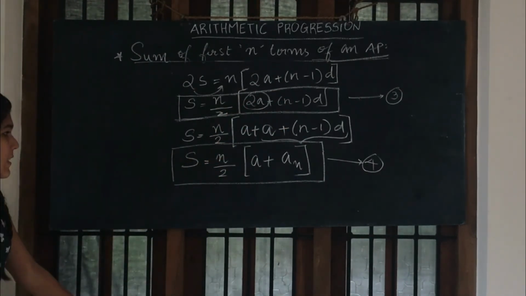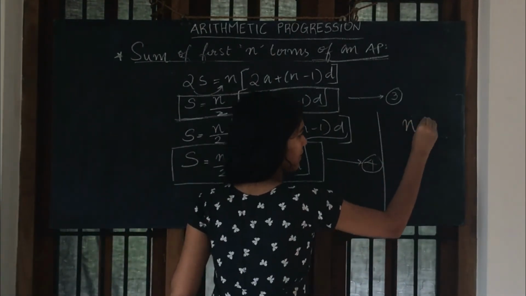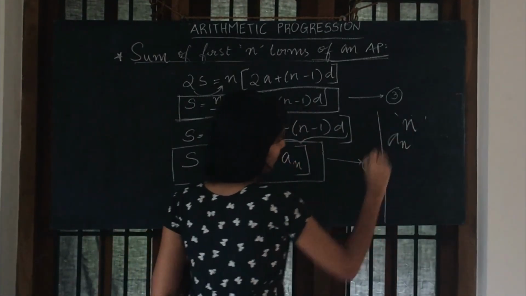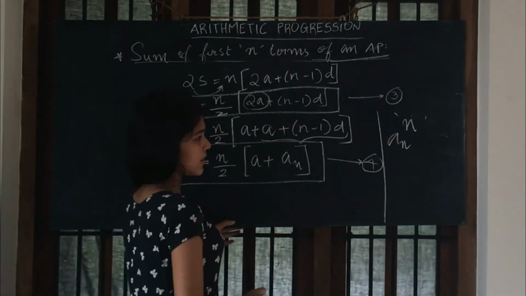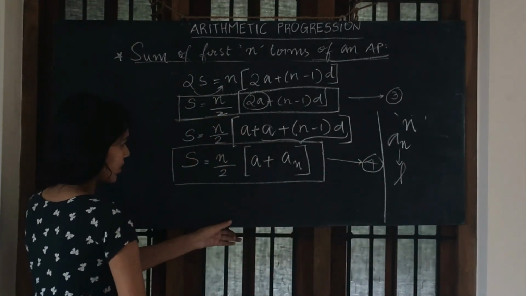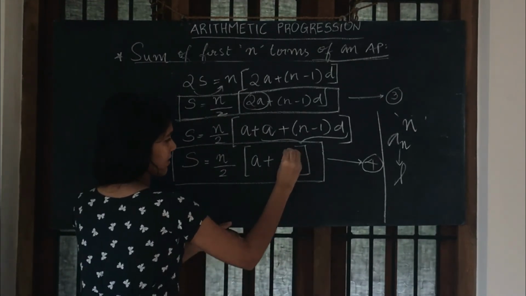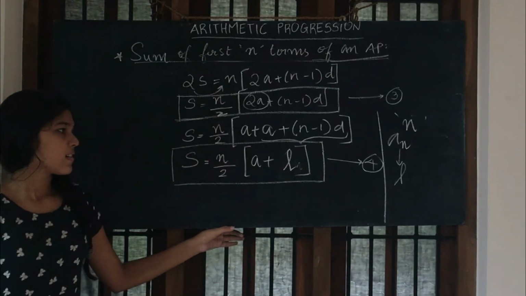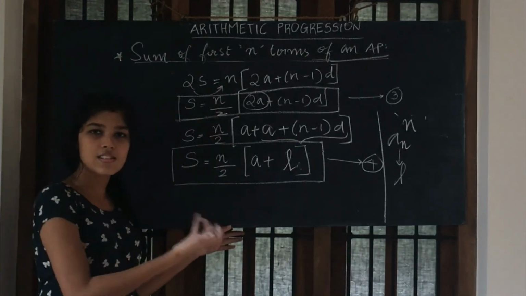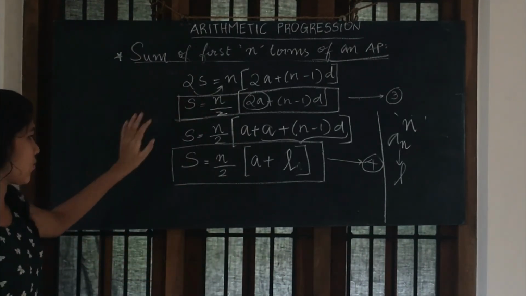Also, if an AP has n number of terms, then an will be the last term of the AP, which is denoted by small letter l. We can also rewrite an as l then. Remember, we can use this equation only when the first and the last term of an AP are given, or else we have to use the first equation itself.